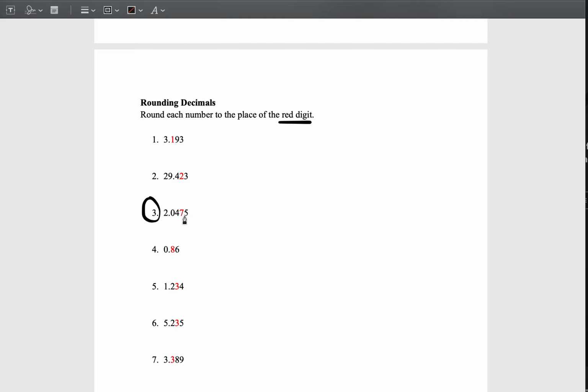Now we know that 7 is the red digit, and we can look at the number after that. And if the number is 5 or up, then you round up. If it is 4 or down, then you round down. And in this case, the number is 5, so you round up. So the answer will be 2.048 because the 7 got rounded up 1 space.